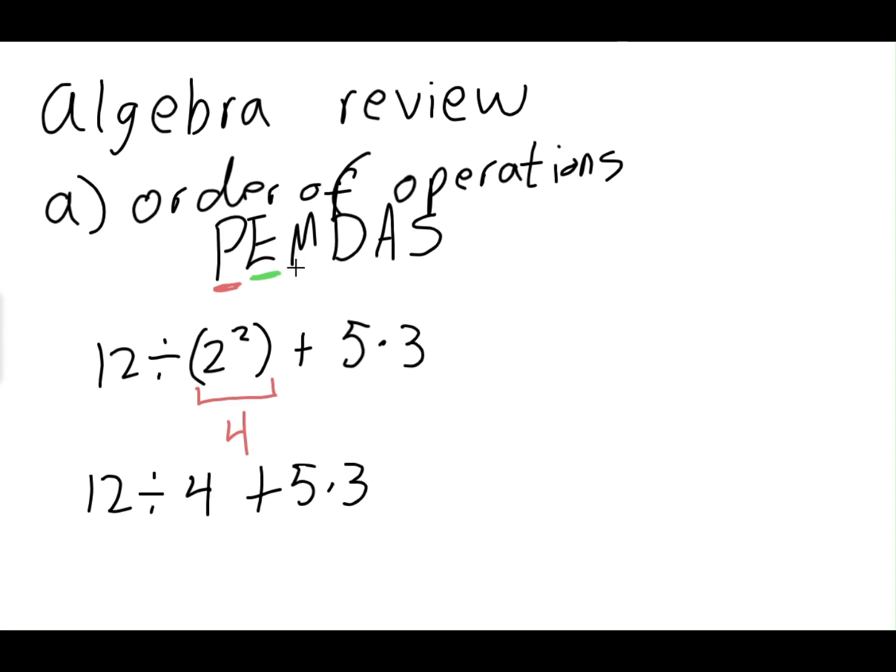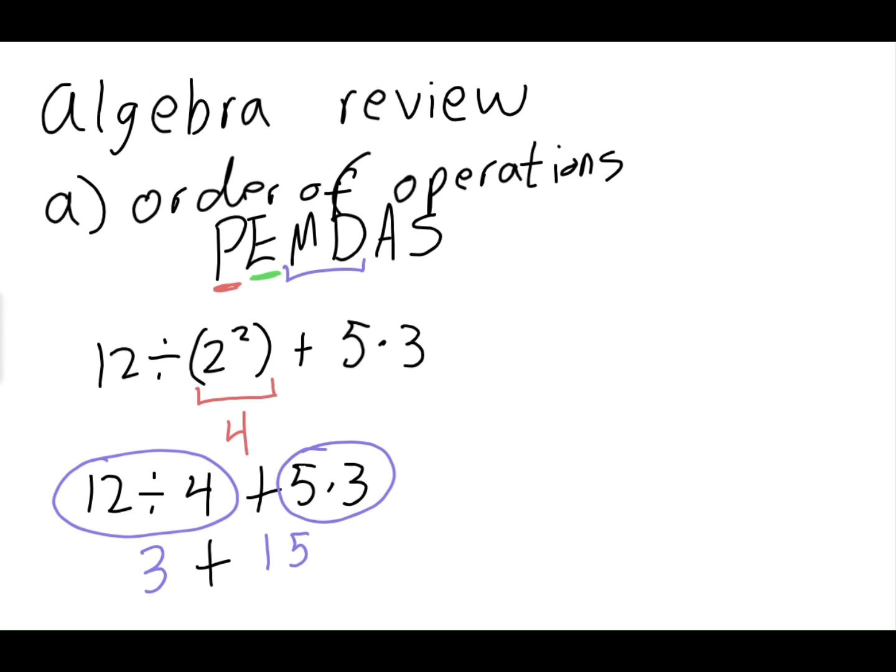But now we move on to multiplication and division. So multiplication and division, like I said before, are at the same level. But there's only one of them, so it's just division. So we do that. 12 divided by 4 is 3. And then we still have, oh wait, we have another one. 5 times 3 is 15.